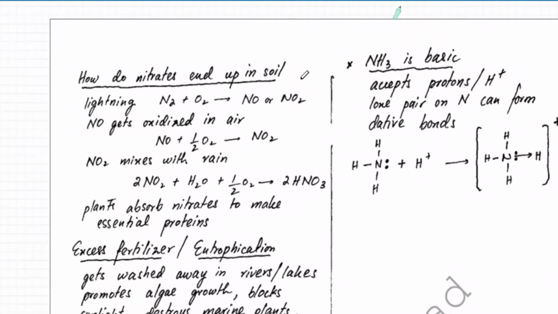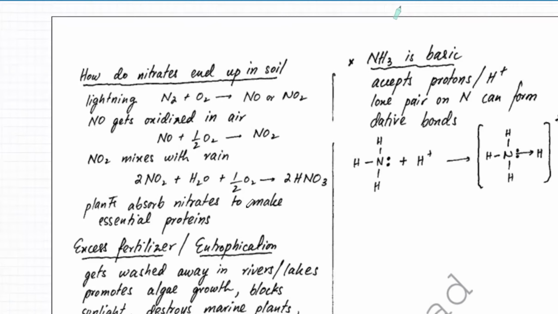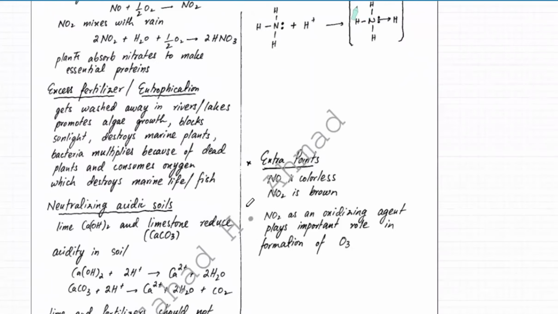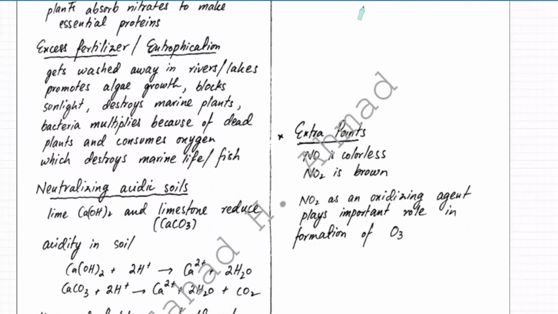Okay, how do nitrates end up in soil? Same thing. It's nitrogen and oxygen heating up, reacting to form NO2, which ends up forming nitric acid, and that's where the nitrates, in the form of acid rain, end up in soils. So then you must know something about eutrophication, although it's an O-levels thing. Fertilizers get washed away into rivers and lakes.